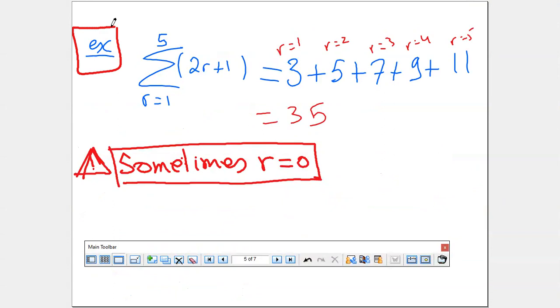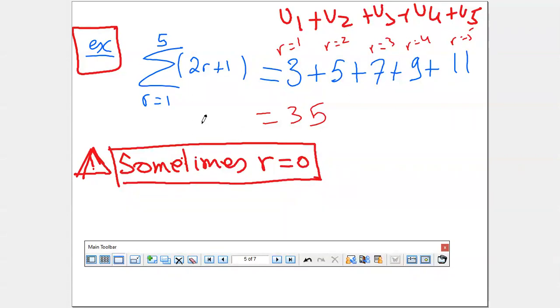So, for example, if I ask you to find the sum of 2r plus 1 from r equals 1 till r equals 5, it means I need to find the sum of U1 plus U2 plus U3 plus U4 plus U5. So I replace r by 1 and I find the first term. It will be 3. r by 2, 2 times 2, 4 plus 1, 5. r by 3, 7, then 9. And then I add, and we find the sum of the sequence is 35.